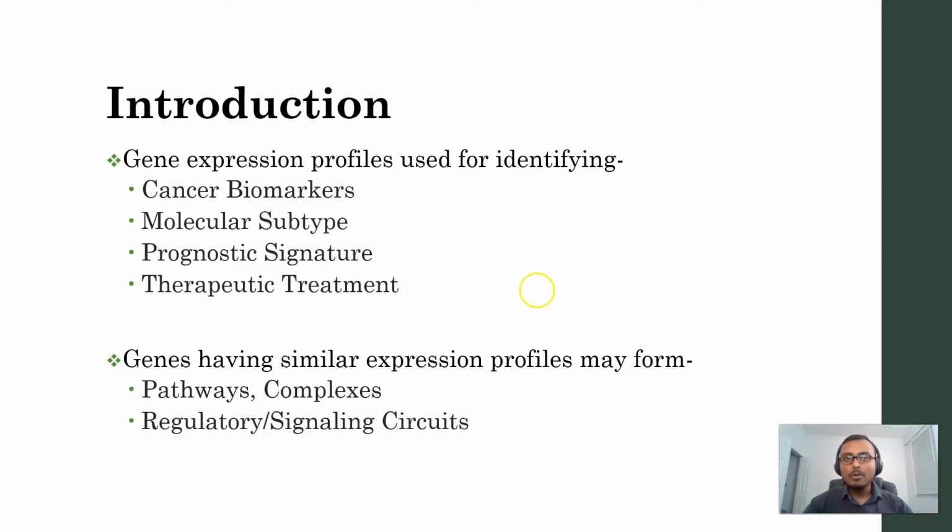And if a group of genes have a similar type of expression among multiple samples, those genes may form pathways, complexes, or regulatory signaling circuits.